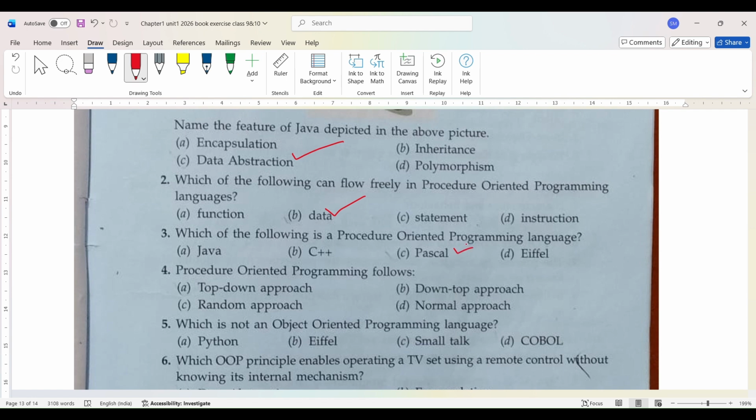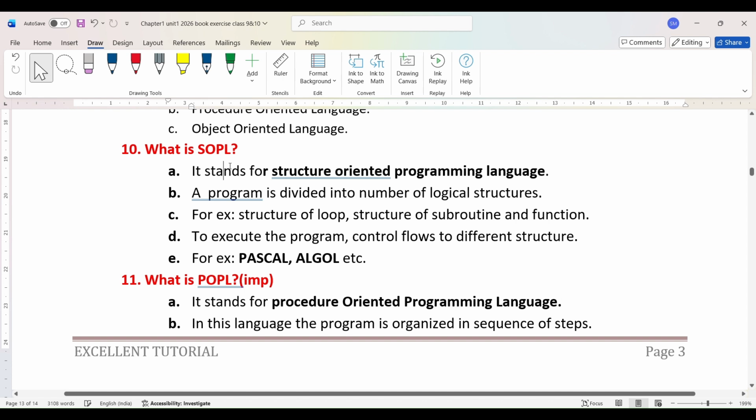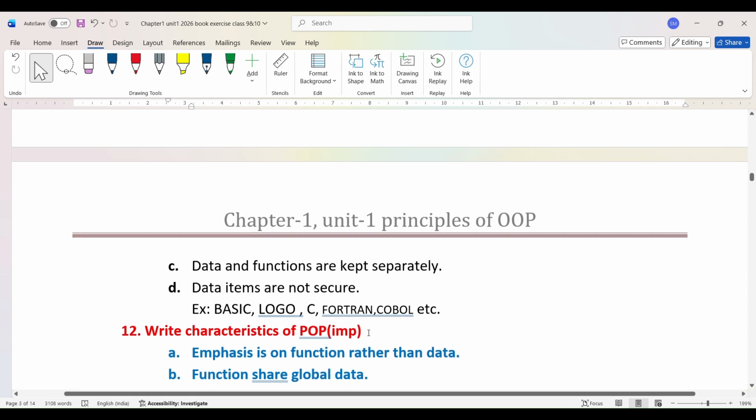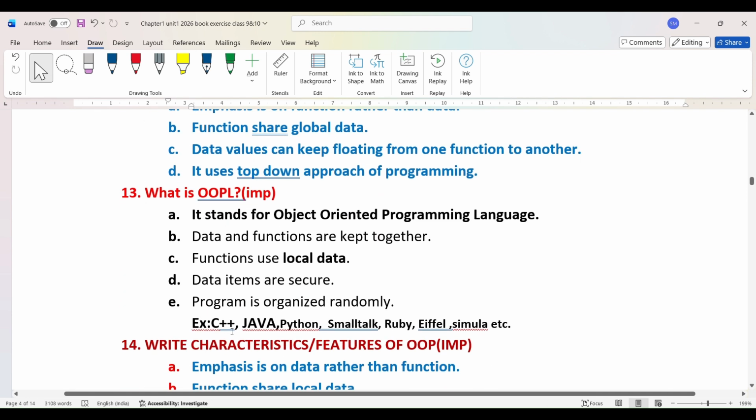Now see the groups clearly. Structured-oriented programming languages are Pascal and Algol. Procedure-oriented programming languages are BASIC, Logo, Fortran, and COBOL. Object-oriented programming languages are Java, Python, Smalltalk, Ruby, and OOPL.